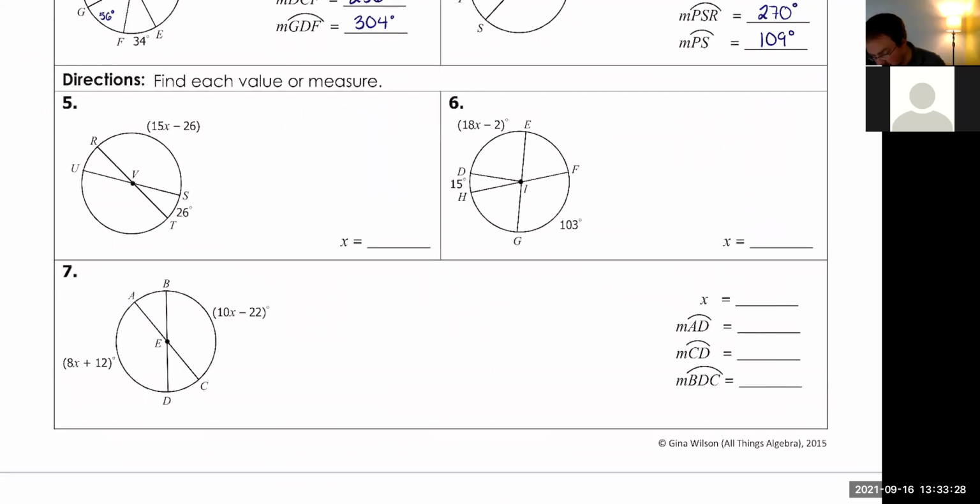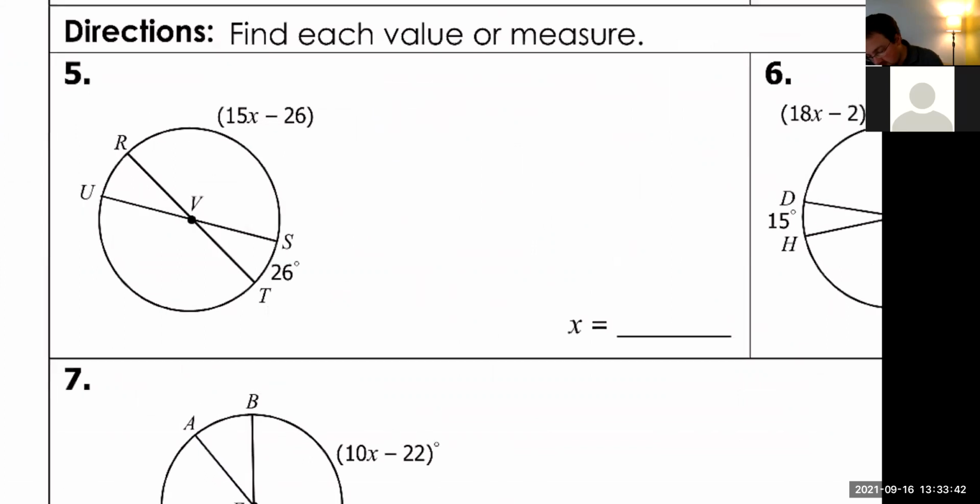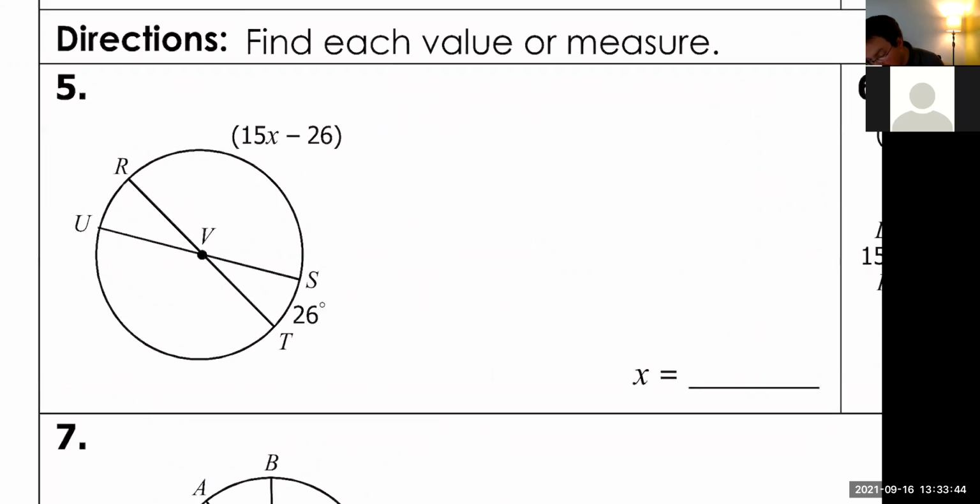So next section, you're going to notice we're throwing some variables into the mix as we normally do in these situations. Make sure you're paying attention. Sometimes it's going to be asking for the variable. Sometimes it's going to be asking us to use that variable to find other measurements. So starting with number 5, we're just looking for X. X is in this expression here, representing arc RS.